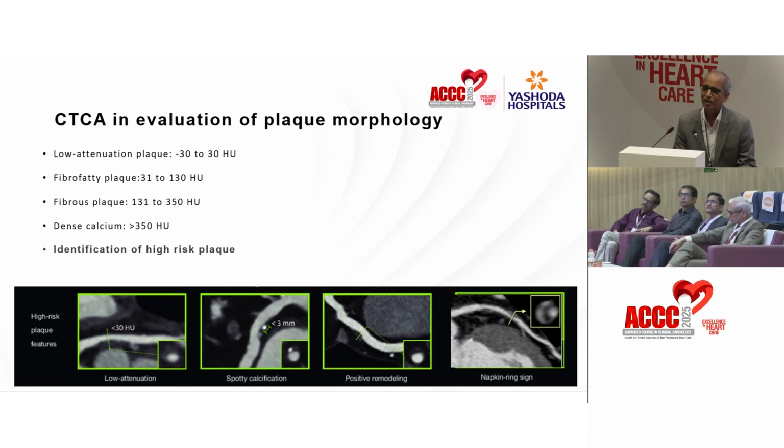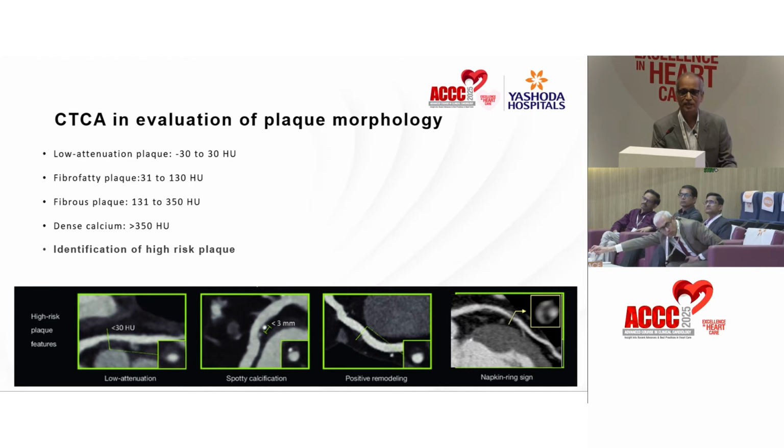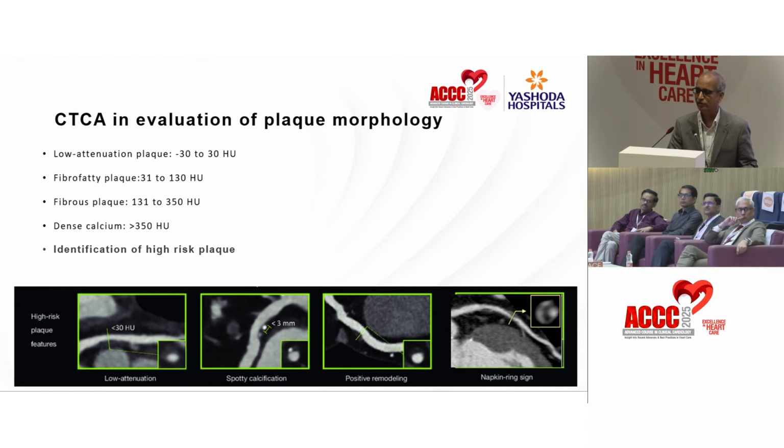A plaque which is less than 30 HU is called a low attenuation plaque. You have a fibrofatty plaque, you have a fibrous plaque, and a dense calcified plaque which has a calcium of more than 350 HU. The whole idea of assessing the plaque is to look at features which could qualify it as a high-risk plaque, previously called a vulnerable plaque.